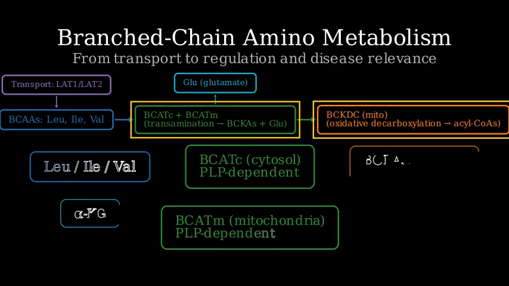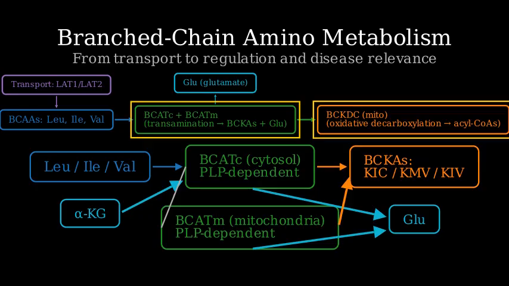Step 1. Aminotransferases. Cytosolic BCATc and mitochondrial BCATm are homodimers that use the cofactor PLP. They transfer the alpha amino group from the branched-chain amino acid to alpha-ketoglutarate, producing glutamate, while the carbon skeleton becomes the branched-chain keto acid: KIC from leucine, KMV from isoleucine, and KIV from valine. Let us emphasize both isoenzymes. The products of this step are BCKAs plus glutamate.